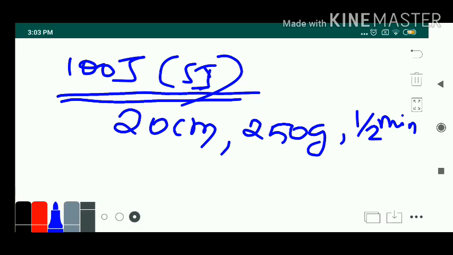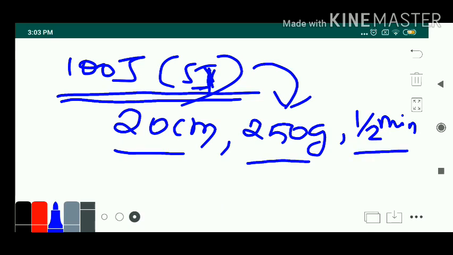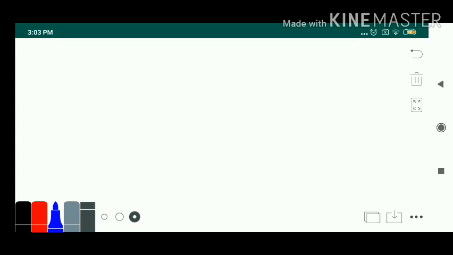You have to convert 100 joule, that is in SI. I have to convert it into a system where the unit of length is 20 centimeter, unit of mass is 250 grams, and unit of time is half minute. Clear? Pause the video. The guys who can solve it by yourself, please do it. Now how do I do it? Just like the previous cases, the formula is the same. I hope you know the energy units as joule.